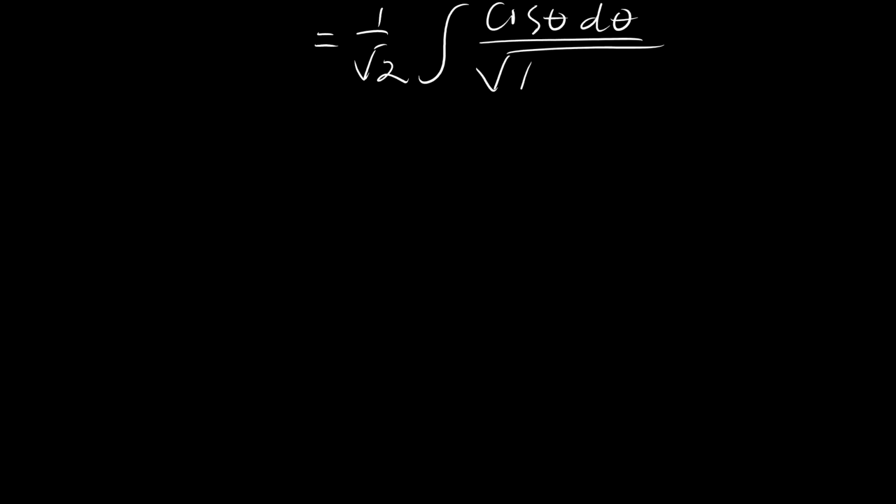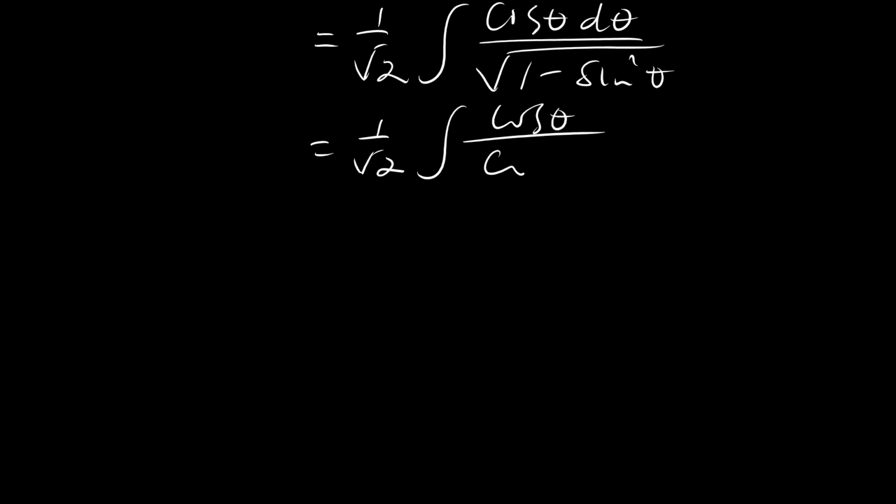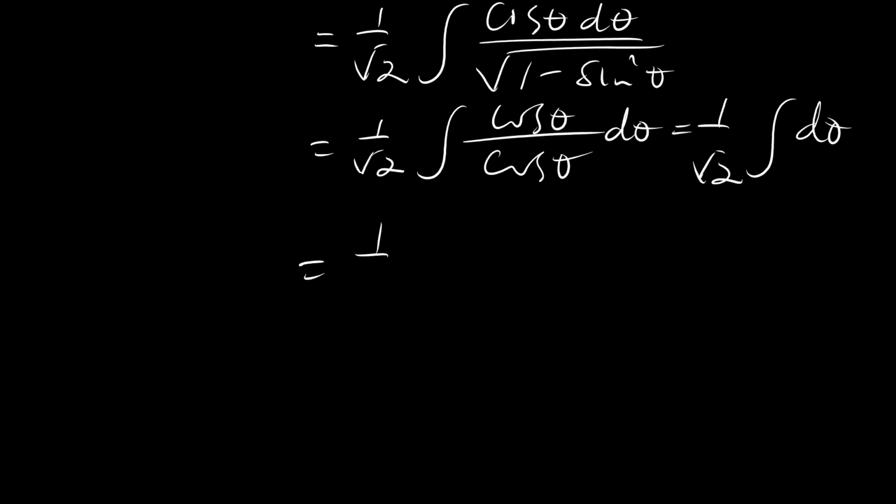Okay, so meaning that now we have 1 over root 2 integral of cosine theta d theta over the square root of 1 minus sine squared theta, which is 1 over root 2 cosine theta over cosine theta, since the square root of 1 minus sine squared theta is cosine theta. This equals 1 over root 2 integral of 1, so we have 1 over root 2 theta plus c.